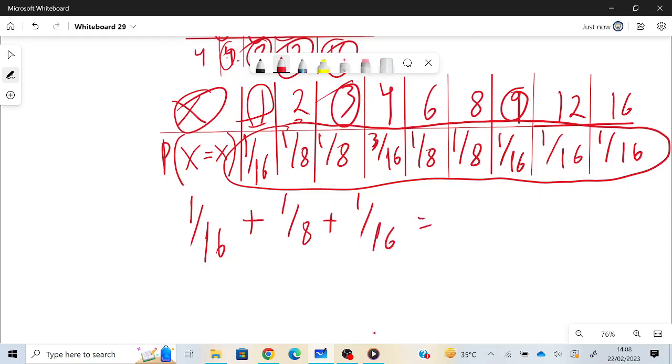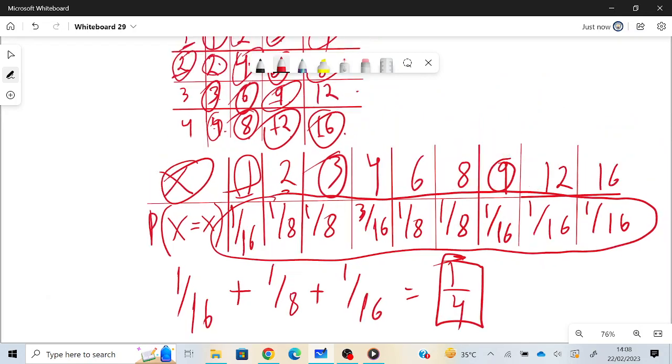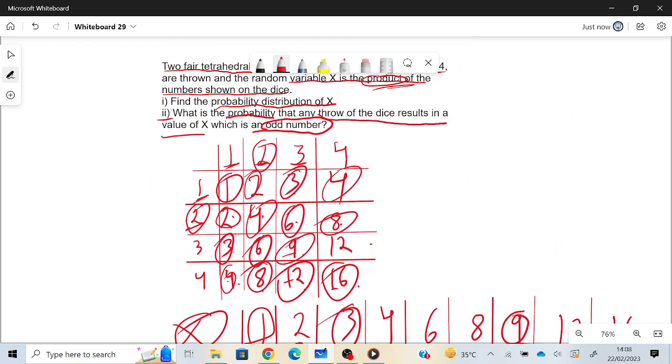So go ahead and punch this in your calculator. I think it should give you 1 over 4, but let me just confirm real quick. Yep, 1 over 4. So the probability of landing an odd number, like of landing the two numbers whose product would be an odd number, is 1 over 4. So that's the answer for that question.